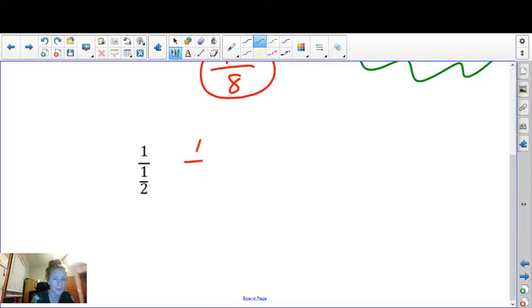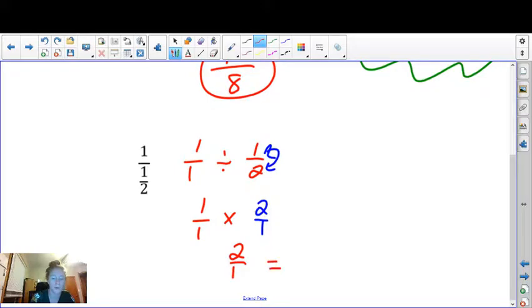I have 1 over 1 on top divided by 1/2. So 1 over 1 stays the same, turns that into multiplication. This guy flips. He becomes 2 over 1. 1 times 2 is 2. 1 times 1 is 1. 2 over 1 is just simply 2.